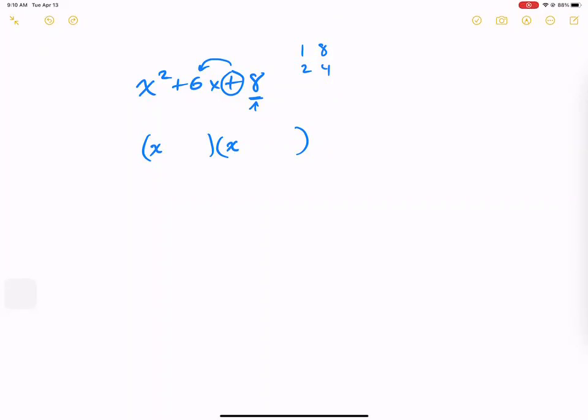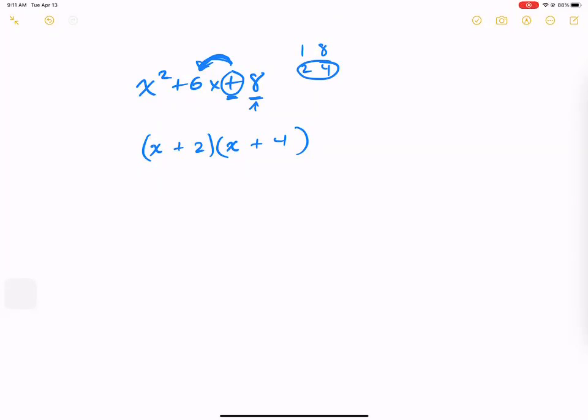Now which of these options can add up? That's a hint. This is a plus, which means we're going to add up to that middle term. Which of these would add up to 6? Well, 2 and 4. So we said 2 and 4. And since it's plus plus, we know that's going to be plus plus for us. So level 1 problems are pretty easy.